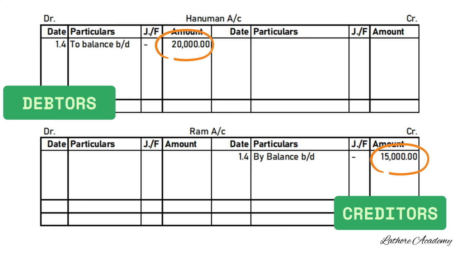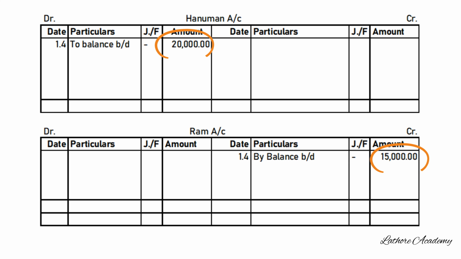So in that case, Ram's account will be showing credit balance and Hanuman's account will be showing debit balance. So accordingly, we have to write "To balance brought down" in Hanuman's account on the debit side, being an asset, whereas Ram being a creditor, a liability, we have to write it on the credit side by balance brought down 15,000 rupees.